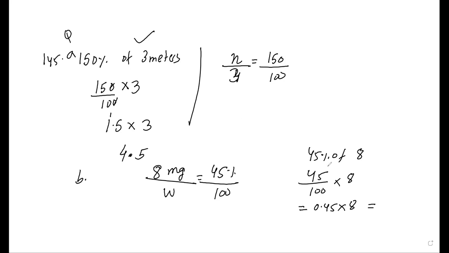One minute, don't do this question until I finish it. But they have asked you the mg, nearest mg. If I send this there, it will be 8 over 45 multiplied by 100. What is 8 divided by 45? Check that first.